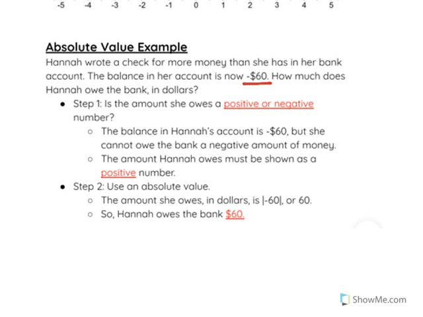So we use absolute value to solve for this. The amount she owes in dollars is negative $60. The absolute value of negative $60 is $60. So Hannah owes the bank $60, okay? Because we can't give the bank negative money. All right, we owe them, so we have to give them $60. All right, any questions? Let me know.